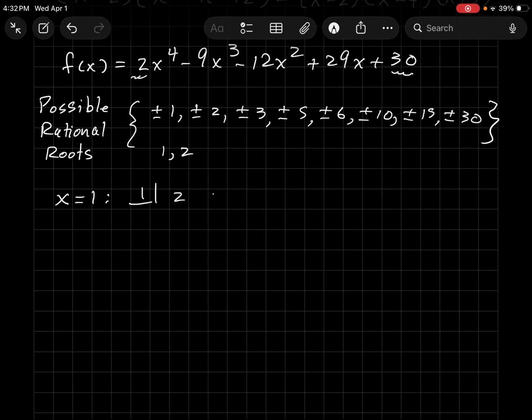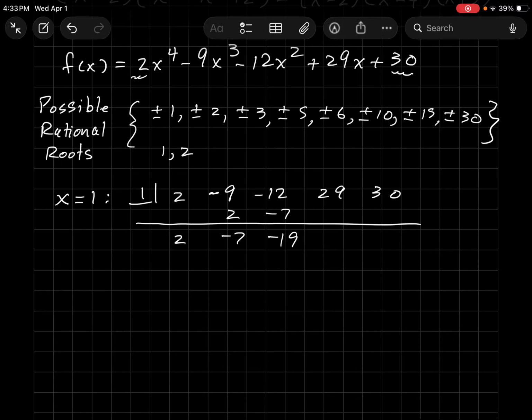We'll do synthetic division. Putting my solution in the box, x equals 1. The coefficients of my polynomial don't have any missing powers, so I don't need any extra zeros. And synthetic. 2. Multiply, place, add. Multiply, place, add. Multiply, place, add. Multiply, place, add. Does not equal 0. Not a solution.